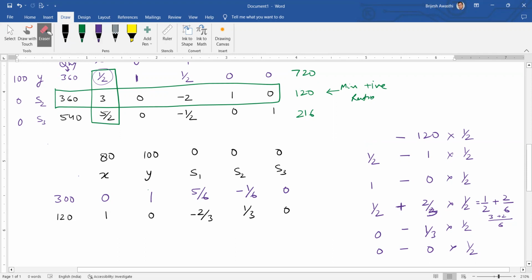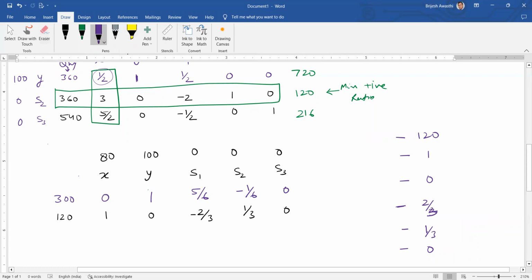Now we are going to change what? Which row are we looking for? Third one, right? So we are looking for the third one. I'm just erasing it. I'm looking for this third row. So the values are 540, 5 by 2, 0, 0, minus 1 by 2, 0 and 1, right? Then minus sign.